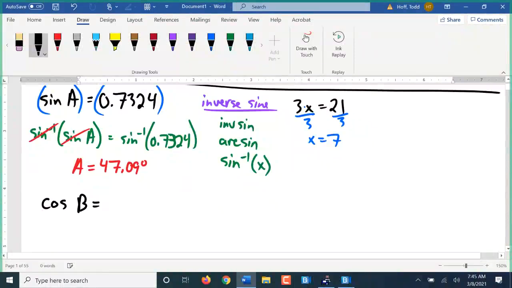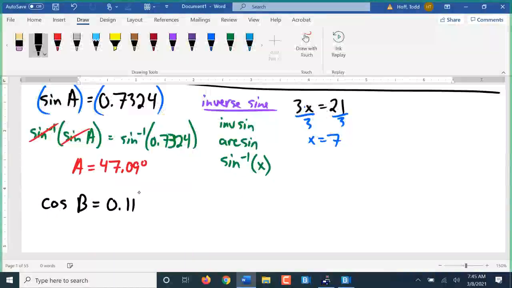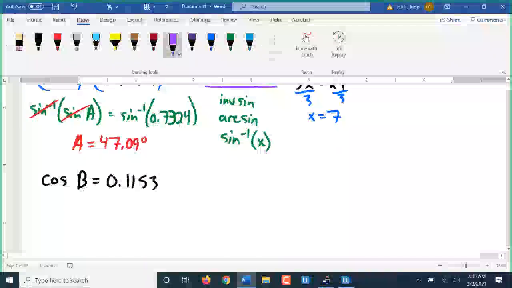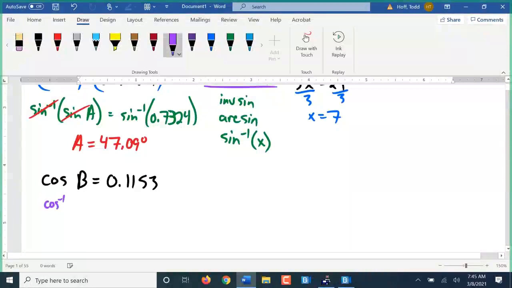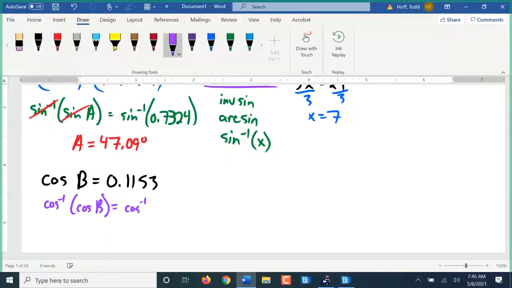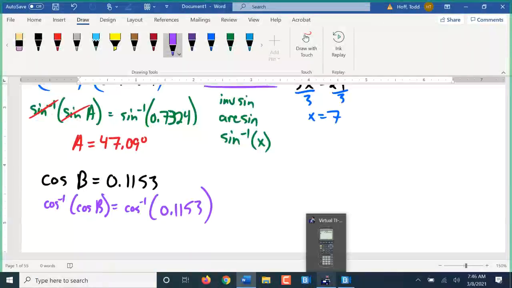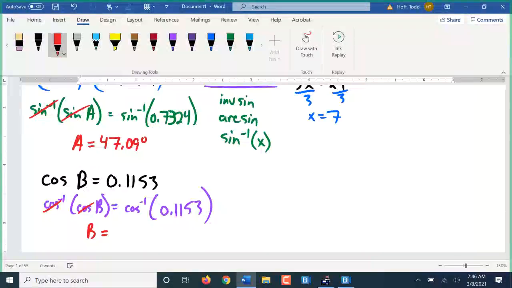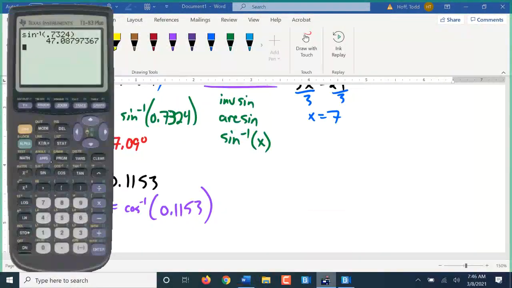If I tell you the cosine of angle B is 0.1153, solve that, I'm going to do inverse cosine. So again, on the left side, the inverse cosine and the cosine cancel out. Right side, to do inverse cosine, second cosine, 0.1153, parentheses, 83.38 degrees.